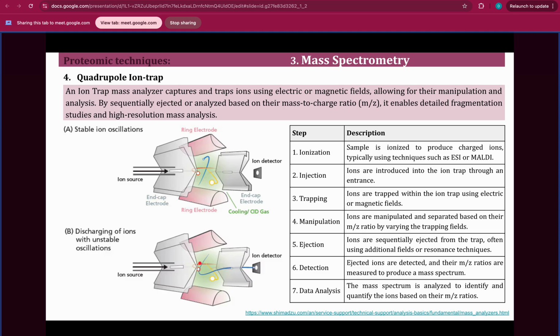So if the oscillations are unstable, then the ions will discharge and the ion detector will be able to detect them. On the basis of mass to charge, separation will be done, because a certain mass to charge will oscillate in a certain frequency, whereas if another mass to charge comes, it will not rotate in that particular frequency and will escape and can get detected. In that way, the quadrupole ion trap will detect the ions which have a different oscillation pattern or different frequency.